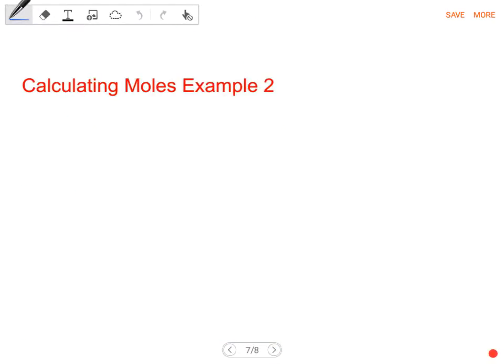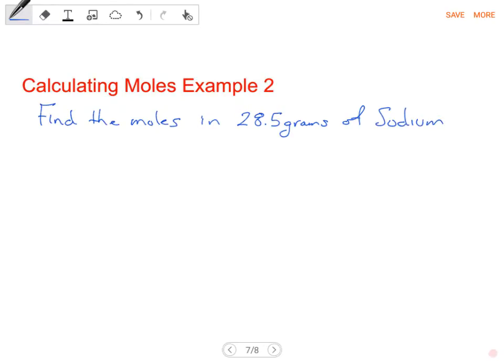All right, maybe we'll try a bit of a harder one. Let's go with find the moles in 28.5 grams of sodium phosphate. Okay, so step 1, here's your formula.